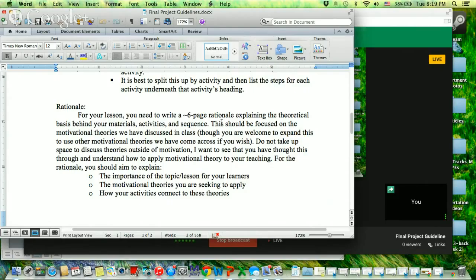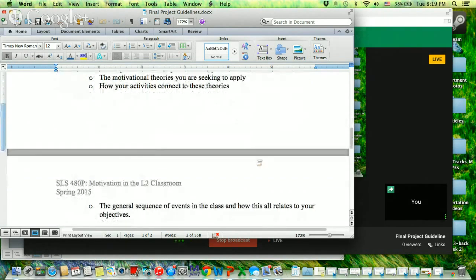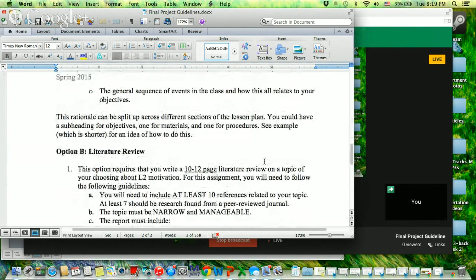I want to see that you thought this through and understand how to apply motivational theory to your teaching. For the rationale, you should aim to explain the importance of the topic or lesson for your learners, the motivational theories you're seeking to apply, how your activities connect to these theories, and then the general sequence of events in this class and how this all relates to your objectives.